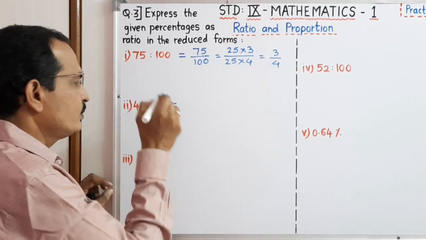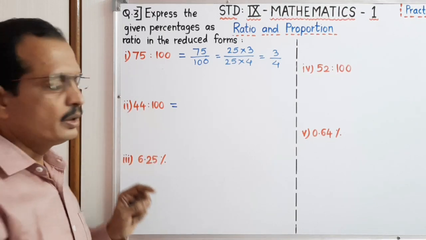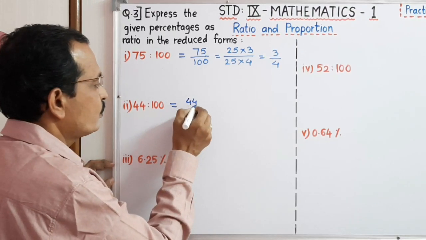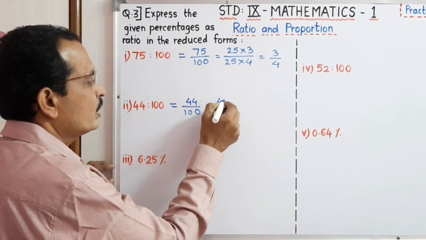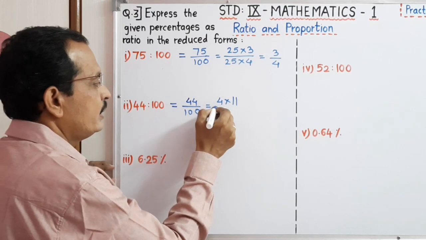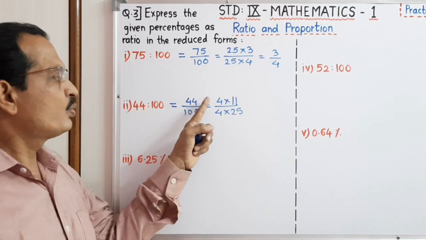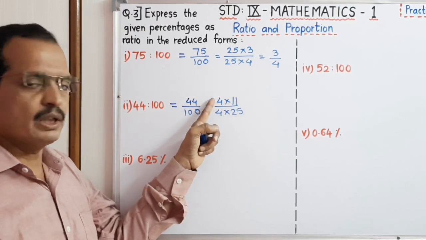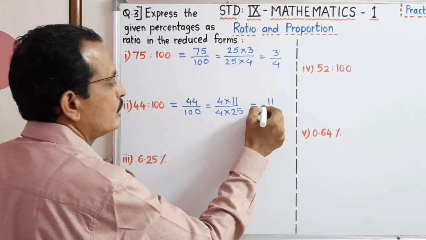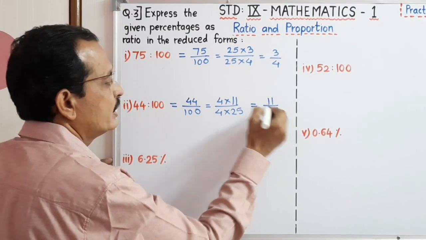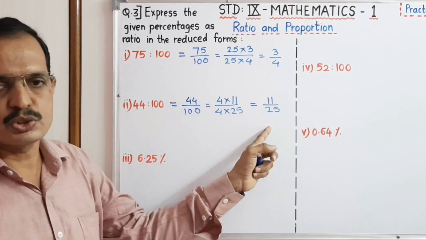Now this second one is also simple, very easy. 44 is to 100. Now we have to write here 44 upon 100, and all of you know that 4 into 11, and here it is 4 into 25. 11 4s and 25 4s. 4 gets cancelled, we got here 11 upon 25. This is the simple form of this percentage ratio.